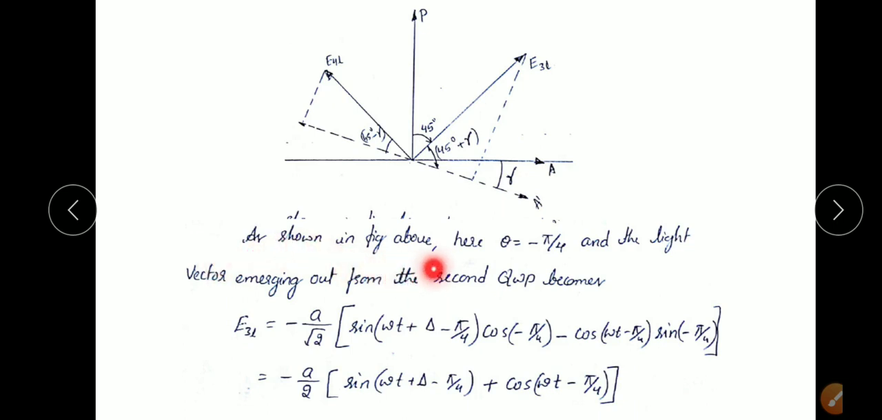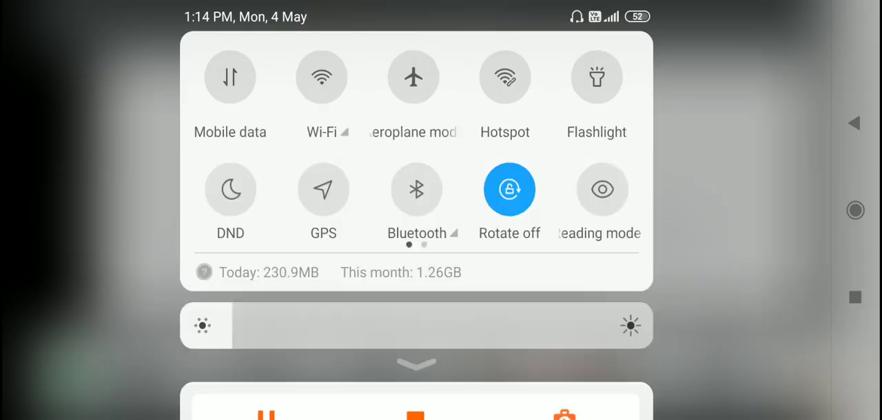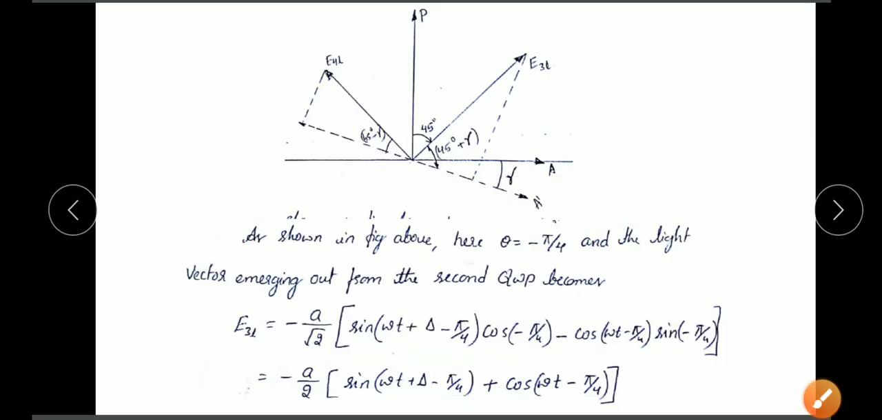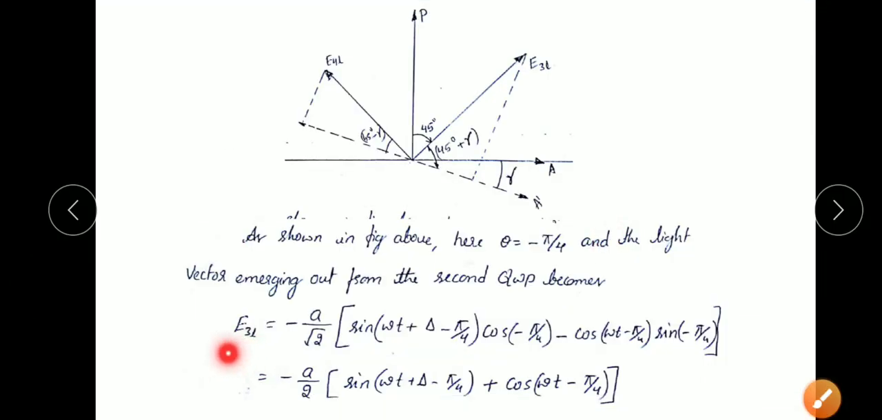As shown in the figure above, here theta is equal to minus pi by 4, and you get the equations for the light vectors E3L and E4L emerging from the second quarter wave plate. This theta equal to minus pi by 4 is nothing but minus 45 degrees, which you have to consider here. Okay, we will discuss E3L.